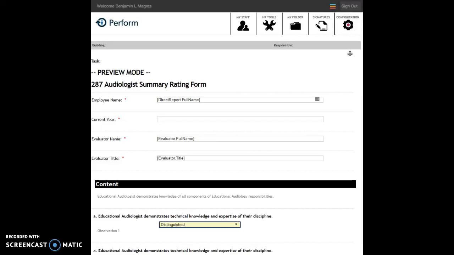New to the evaluation system this year is the summary rating form, although this is not new to the McREL evaluation system. The summary rating form is designed to collect ratings from over the course of the school year and combine them into a single form. The form that you'll use this year is similar, but not the same, to the form that you see here on your screen.